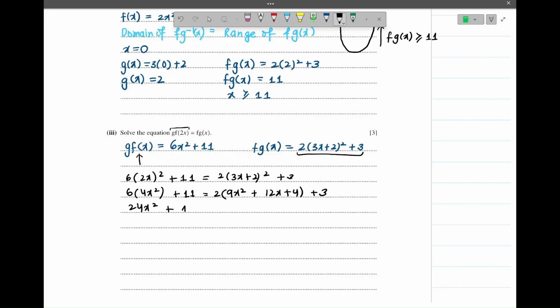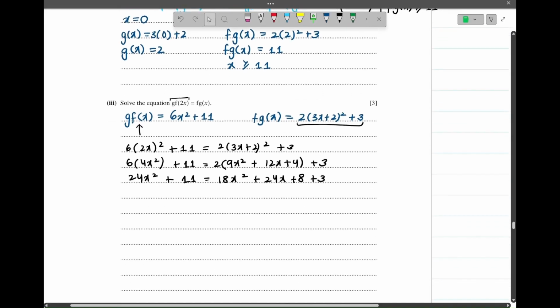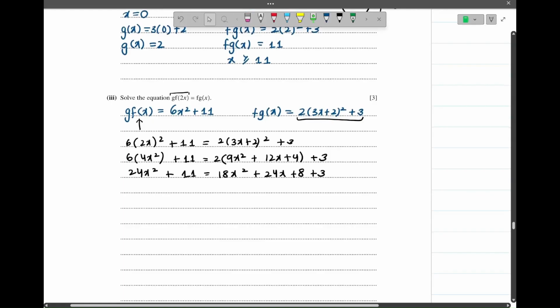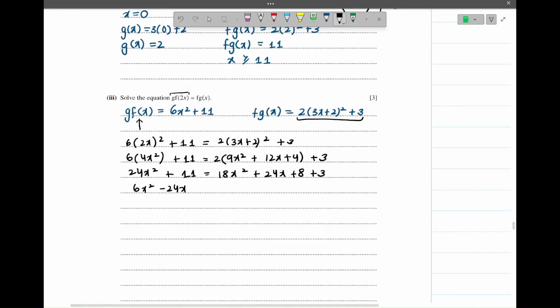24x square plus 11 is equal to 18x square plus 24x plus 8 plus 3. And then this leaves us with 6x square minus 24x is equal to 0. I can take x common out. That's going to leave me with 6x minus 24 is equal to 0. So x is going to be equal to 0 and 6x is going to be equal to 24. So x is going to be equal to 4. So x is either 0 or 4.